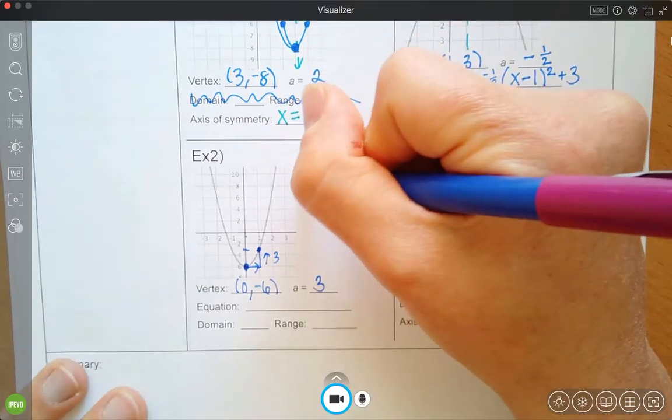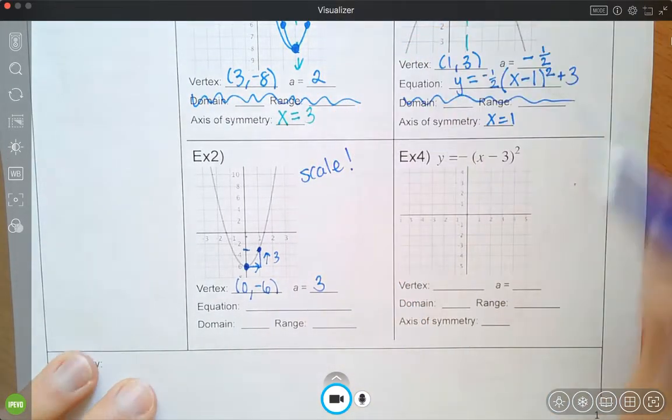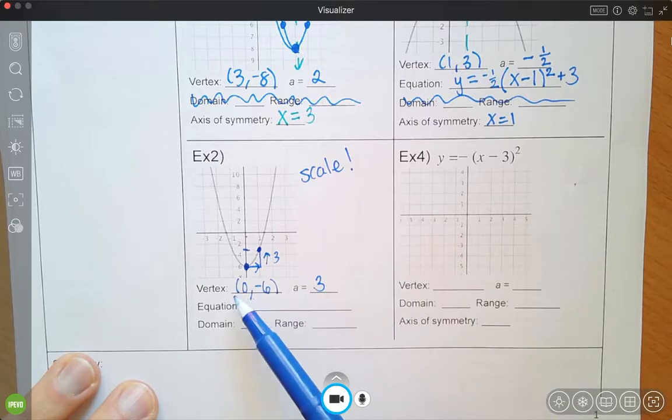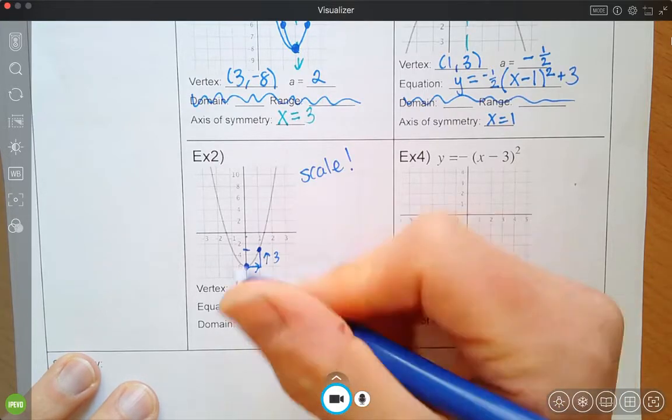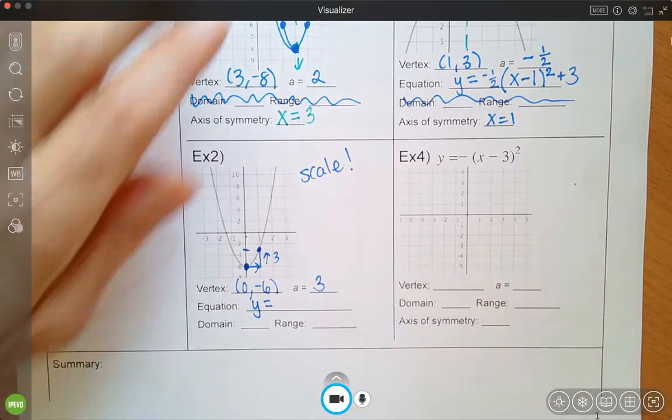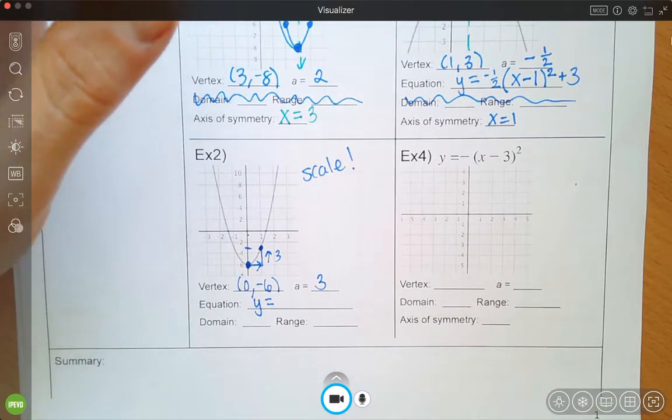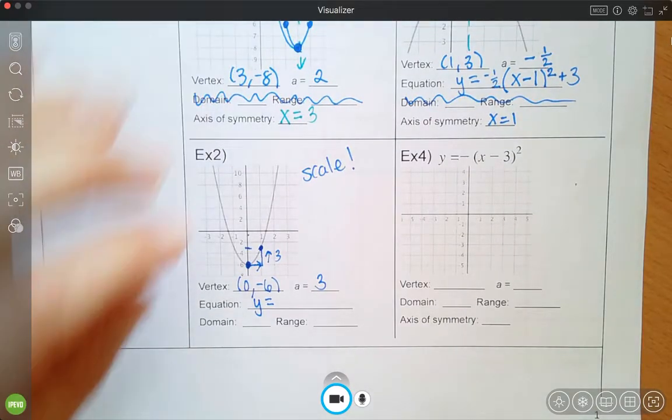I might even write myself a note. Scale. All right. If you have the vertex and the stretch, you can write the equation. So y equals, in fact, I definitely want you to pause the video right now and write the equation, okay?